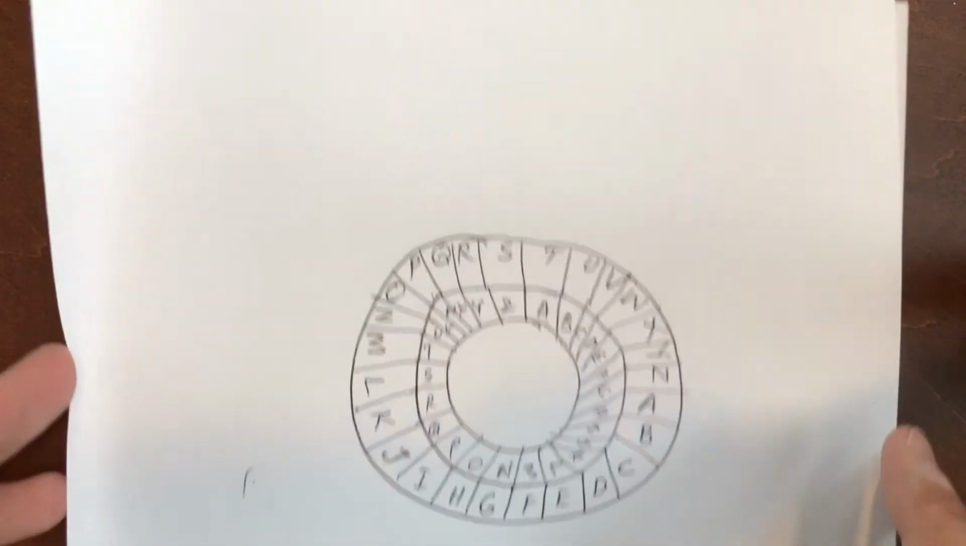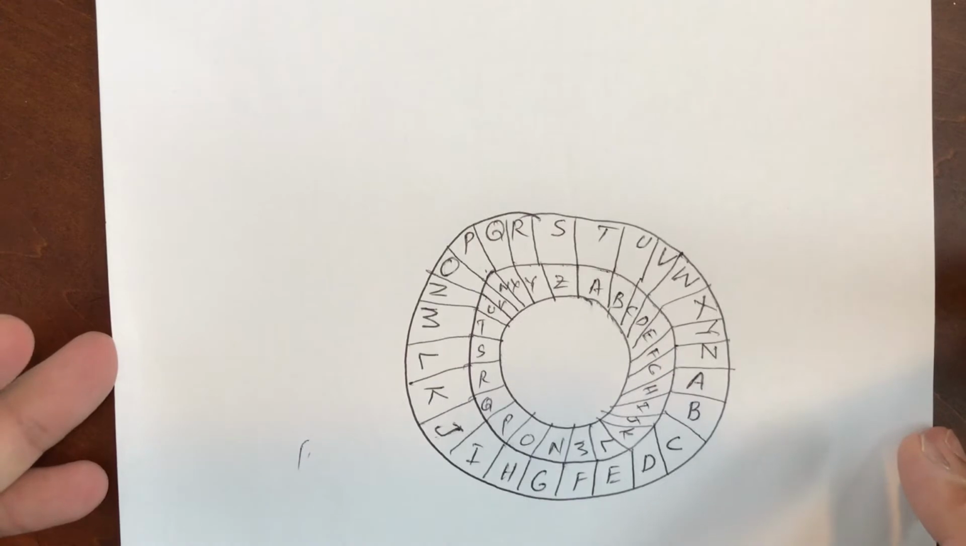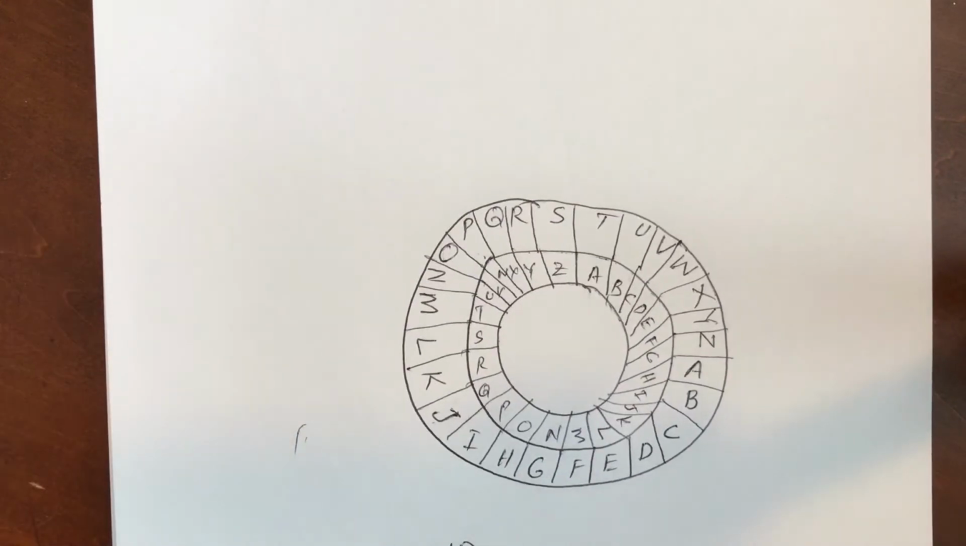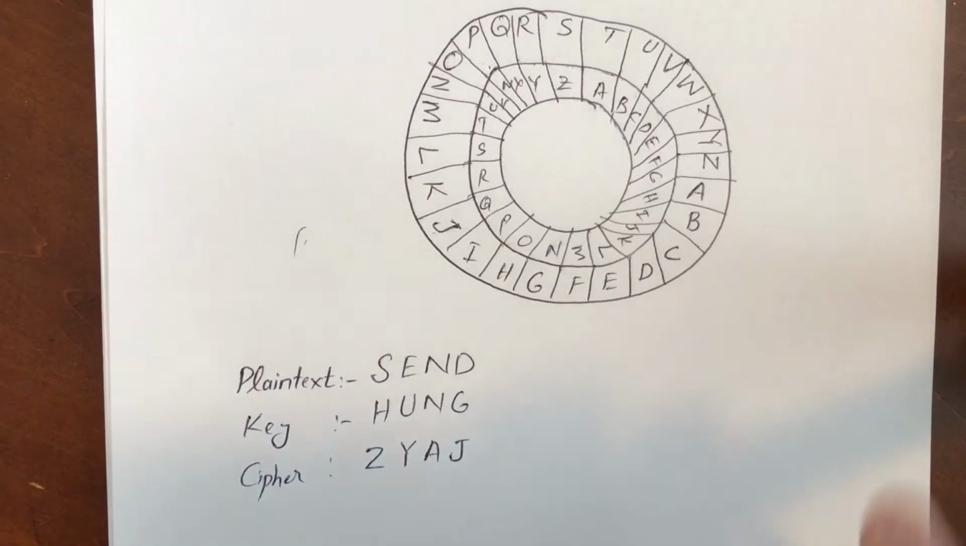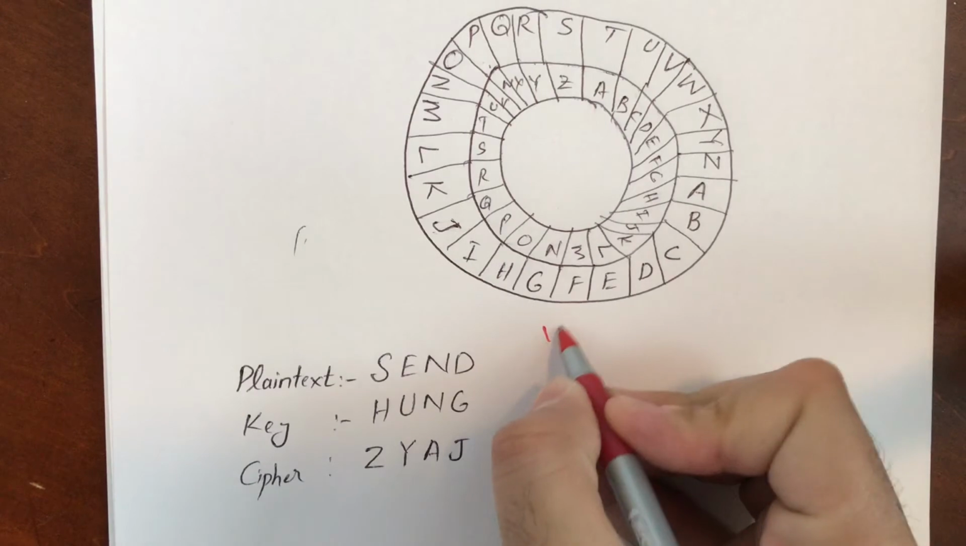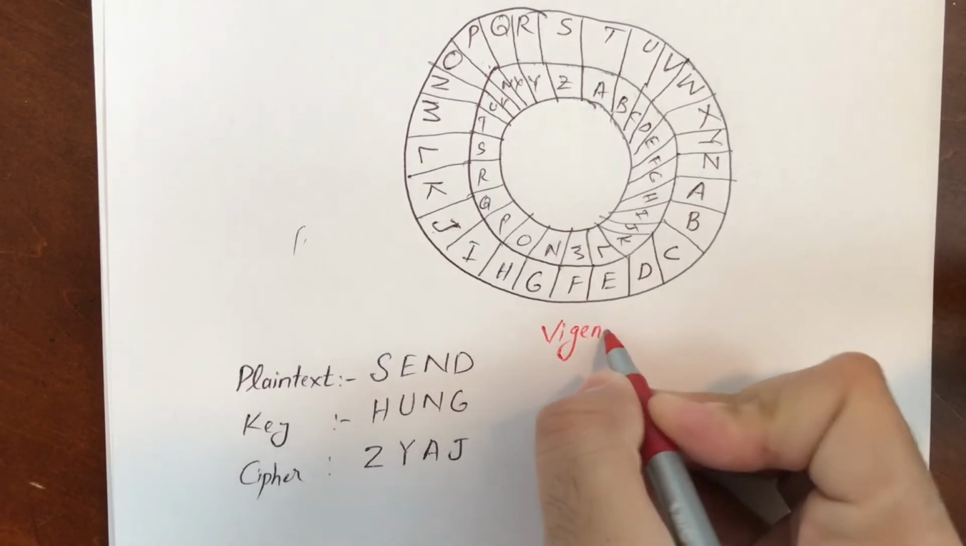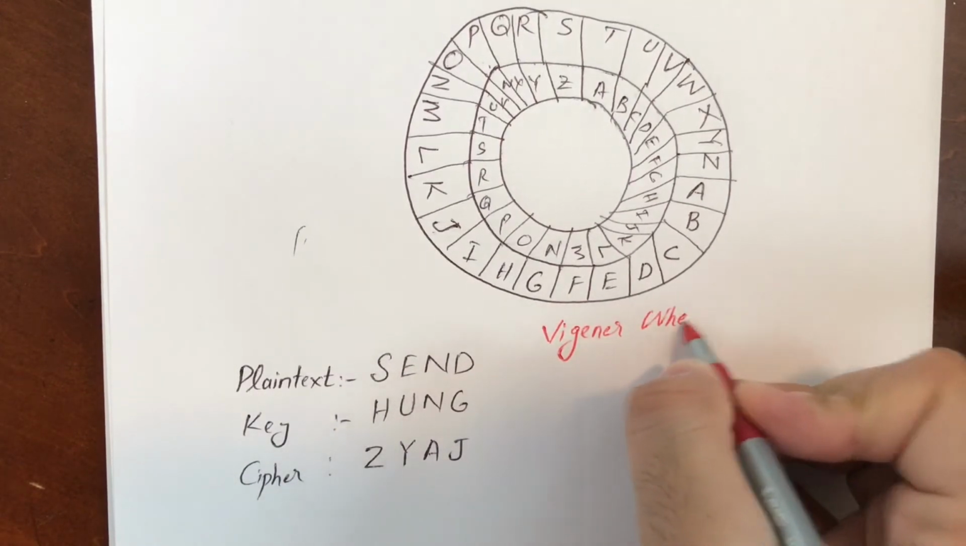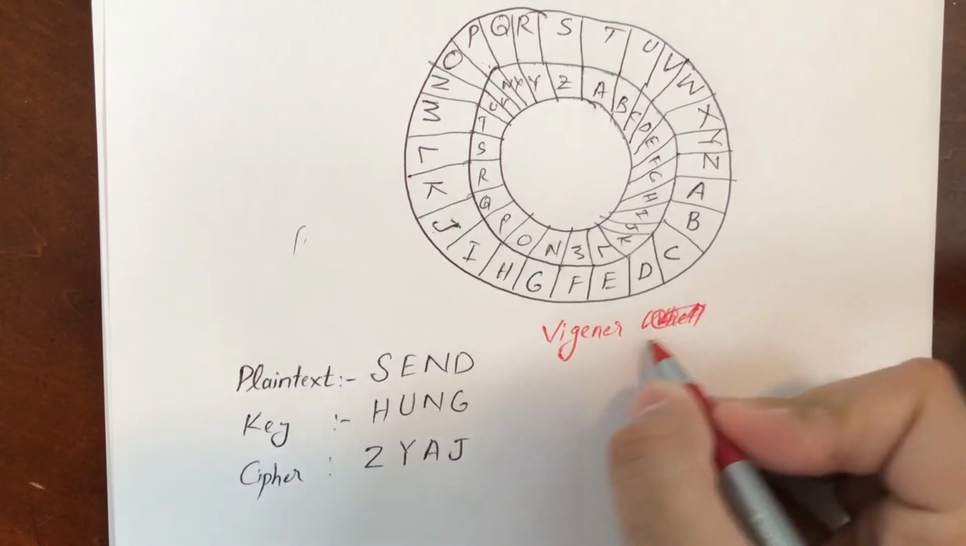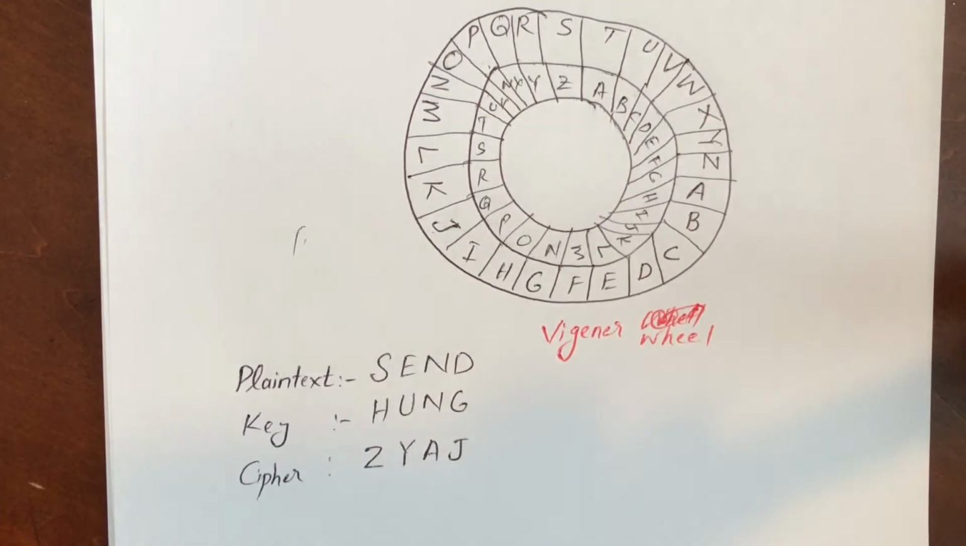This is just a basic idea about cryptography. Let me just give you a basic example. You will see this example in your PowerPoint, in your slides as well. Let me just give you the basic idea of how exactly this works. This is, by the way, known as the Vigenère Wheel or Vigenère cipher. You can call it the Vigenère Wheel or Vigenère cipher.